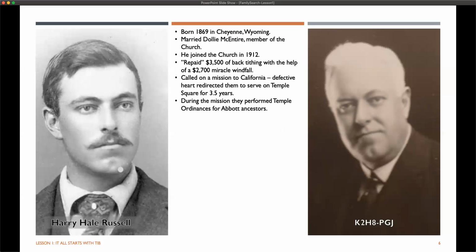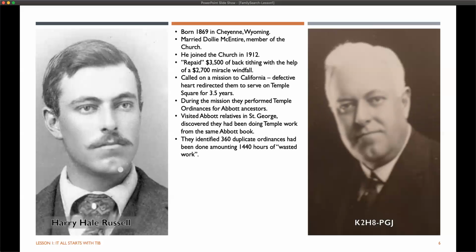After the missions, he and Dottie went and visited Abbott relatives in St. George. In the process of talking with them, he discovered that they had been doing temple work out of the exact same genealogy book. And as he took their book, which had obviously recorded the work that was done, and compared it to his, he identified that there had been 360 duplications in their efforts. And he surmised that it resulted in about 1,440 hours of wasted work, as he would say.